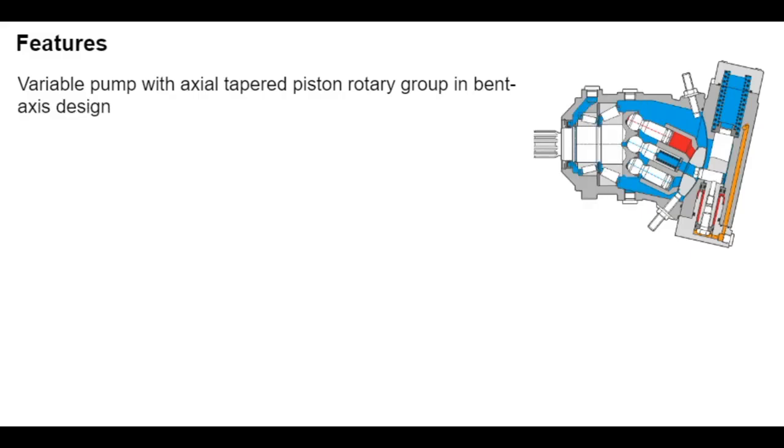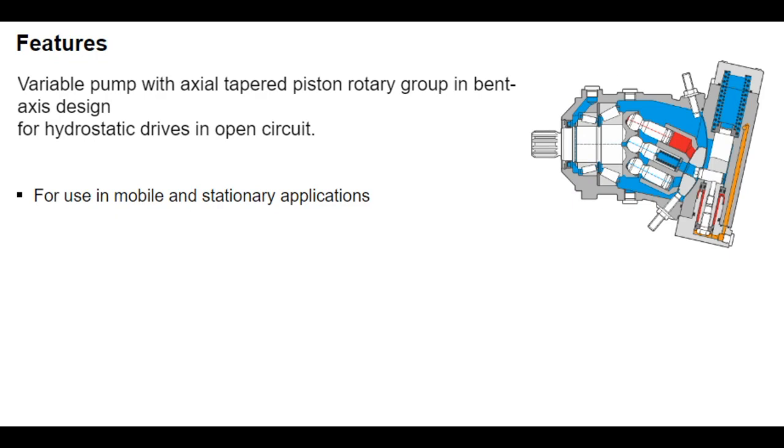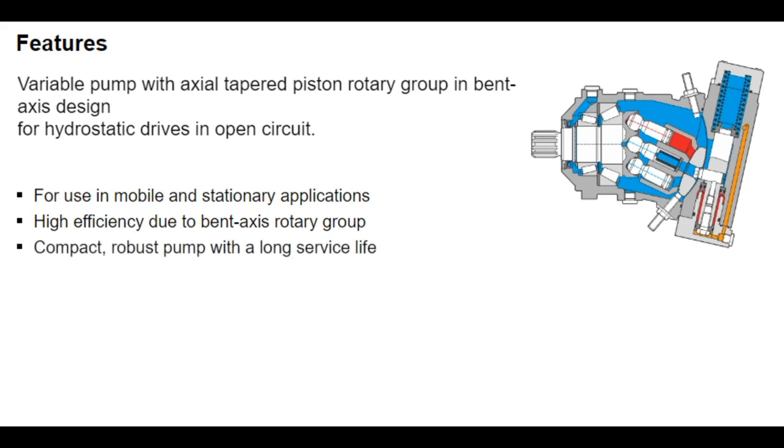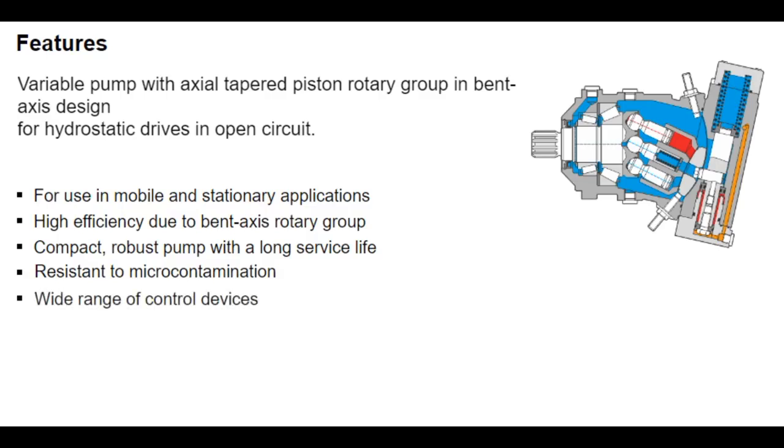The A7VO variable pump is specially designed for use in open-circuit, mobile, and stationary applications. The maximum swivel angle of 25 degrees gives the bent axis rotary group high power density, small size, and optimal efficiency. This robust compact pump is also resistant to microcontamination, as evidenced by its long service life. A broad range of control devices are available for all mobile and stationary applications. The hyperbolic power control option is externally adjustable even when the pump is running.